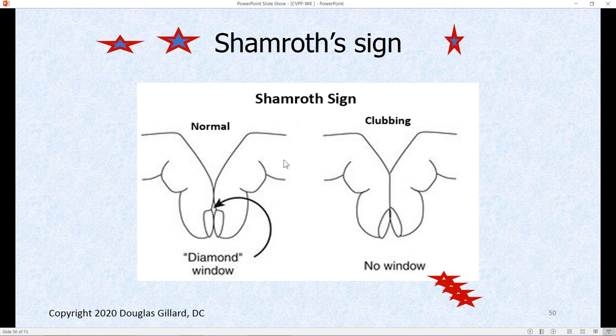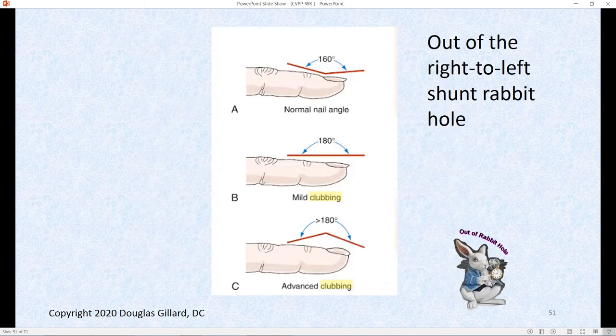That's called Shamroth's sign if that diamond window is collapsed, and that could be early clubbing. And you can get a little tiny goniometer here, and you can measure the angle. And it shouldn't be straight across. I can look at my fingers and mine's probably 140 degrees or so. And yeah, that's another way to do it.